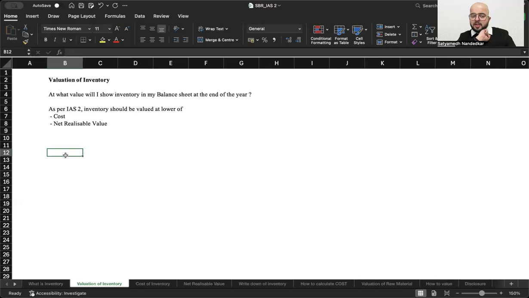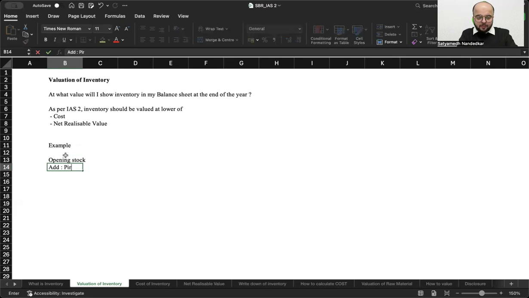But why does the accounting standard say inventory should be valued at the lower of cost or net realizable value? Please understand. So let's take a simple example. Okay, I have my opening stock. Okay, I purchase something.